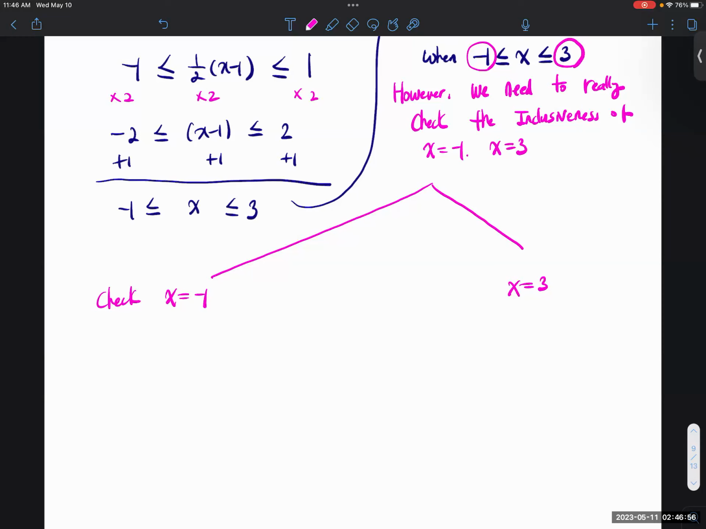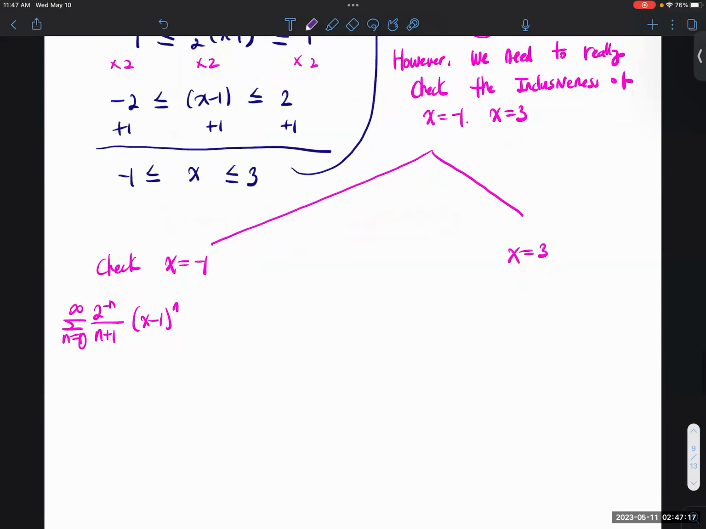So we have the power series that looks like the sum from n equals 0 of 2 to the negative n over n plus 1, times x minus (-1). I'm going to plug in x equals -1 here. Let's see what's going on. So x is a number here, it doesn't matter.